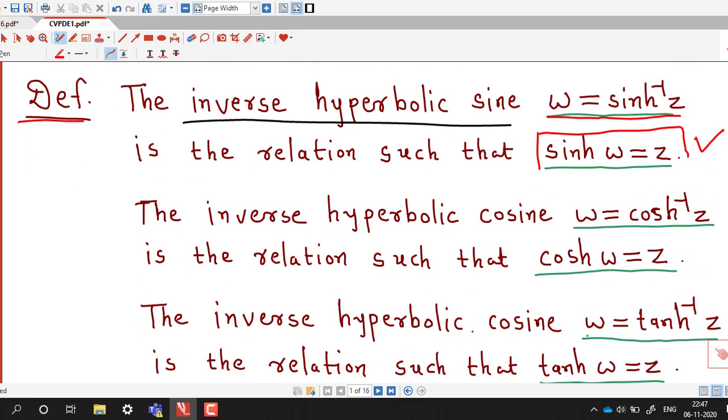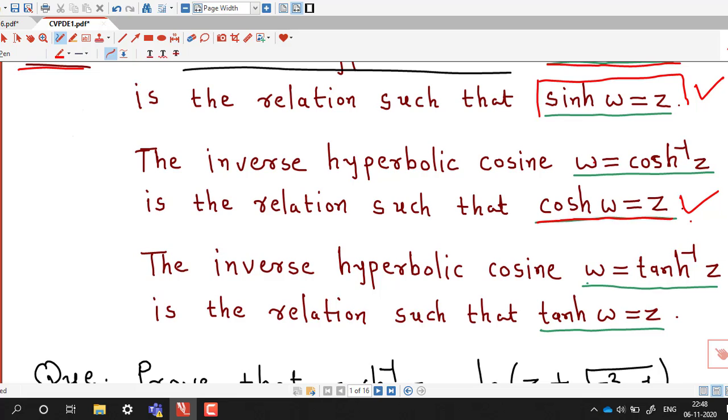Similarly, the hyperbolic cosine has an inverse function, cosh inverse Z, which is defined by the solution of cosh W equal to Z. So if cosh W equal to Z, then this W is nothing but the inverse hyperbolic cosine of Z. Similarly, we can define the inverse hyperbolic tangent: W equal to tanh inverse Z is the relation such that tanh W equal to Z. In this way, we can define the remaining inverse hyperbolic functions like inverse hyperbolic sec, cosec and cot.